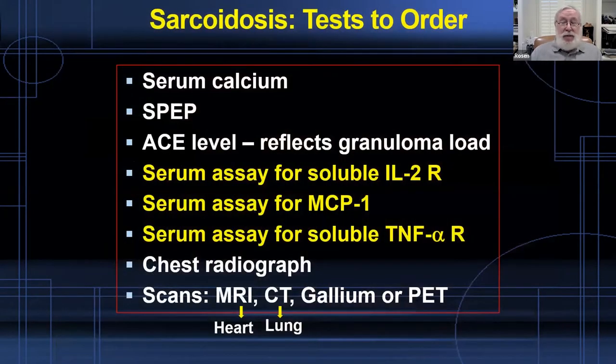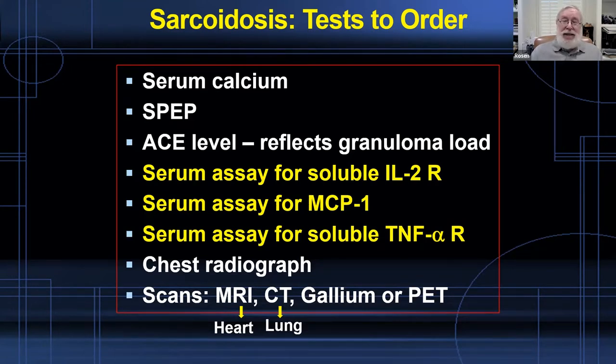Tests: hypercalcemia not uncommonly accompanies sarcoid. You want to know that so you don't get kidney stones. There might be a hypergammaglobulinemia, so a serum protein electrophoresis is reasonable. The angiotensin converting enzyme, or ACE level, is a little controversial because it may or may not be elevated in sarcoid. If it's elevated, that reflects a large granuloma load. And if it's elevated in cutaneous disease, mild to moderate, there are granulomas elsewhere. It's a message to look for occult disease.